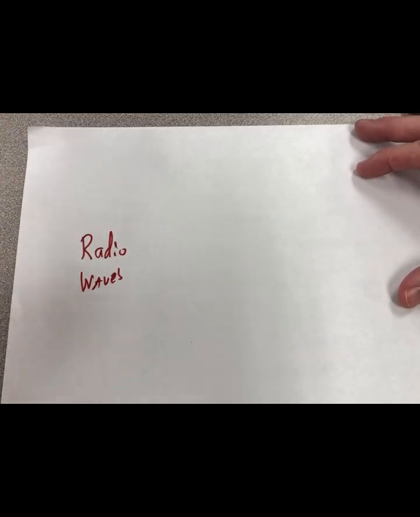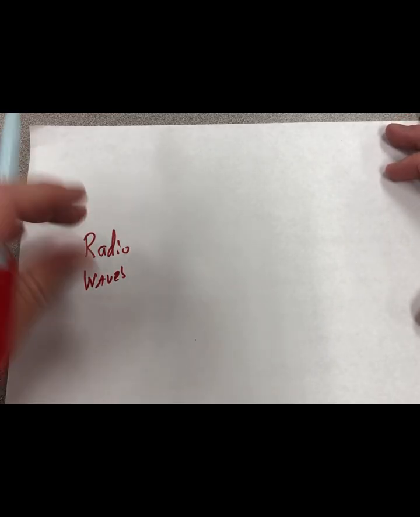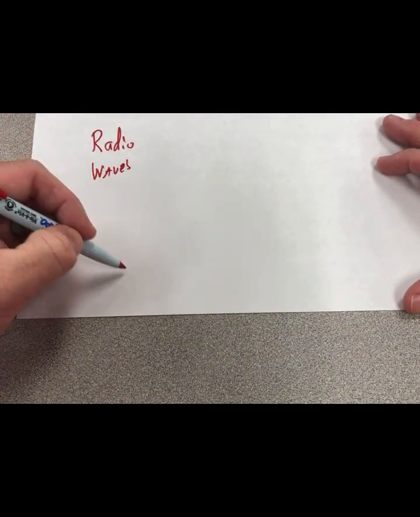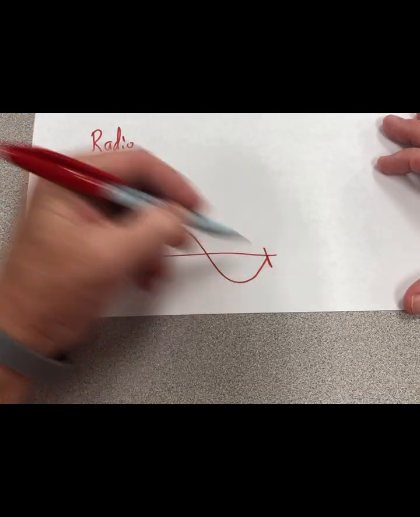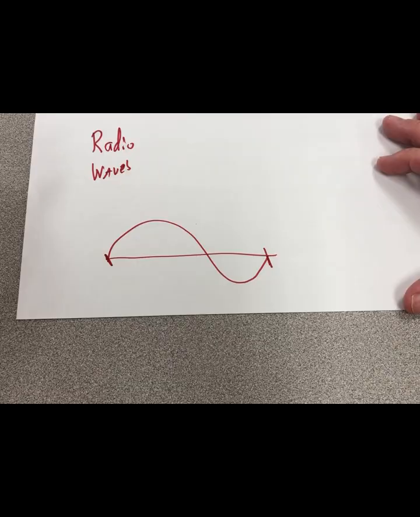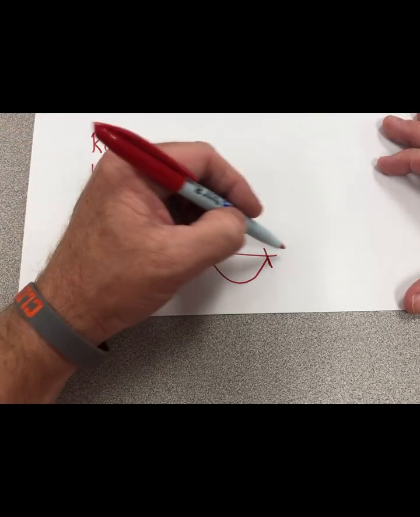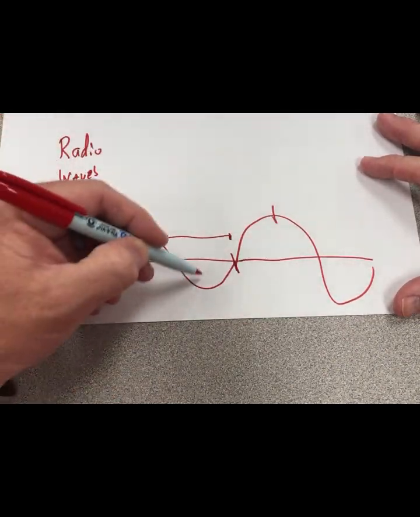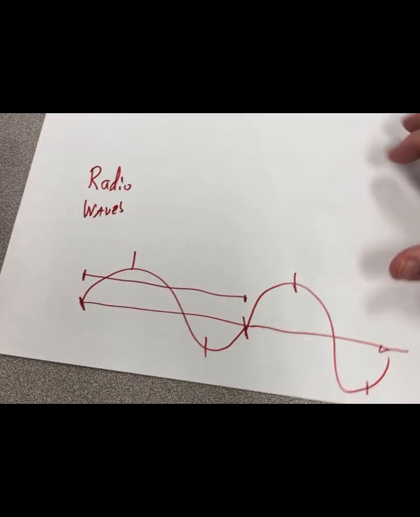So, radio waves have your largest wavelength. Now, if you remember, your wavelength is one complete wave, okay? Distance from here to here. Now, you can also measure that crest to crest, trough to trough, okay? A couple different ways to measure your wavelength.